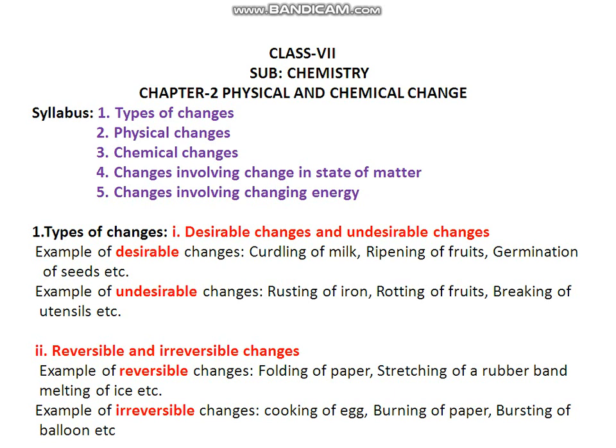For example, stretching of a rubber band. When we stretch a rubber band, it becomes longer in size, and when we leave it, it will get back its previous shape. That is why it is a reversible change. So the changes which can be reversed are called reversible changes. These are some of the examples: folding of paper, stretching of a rubber band, and melting of ice.